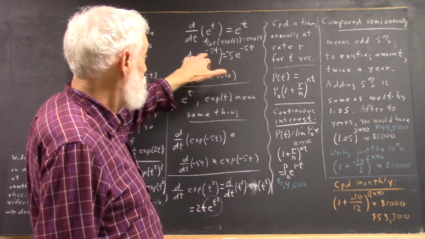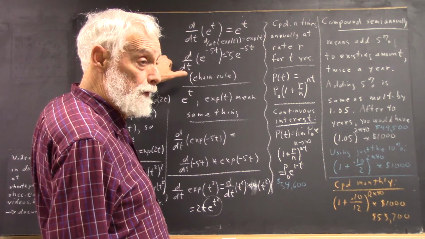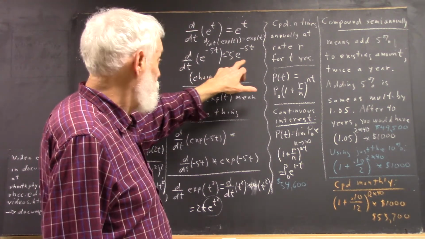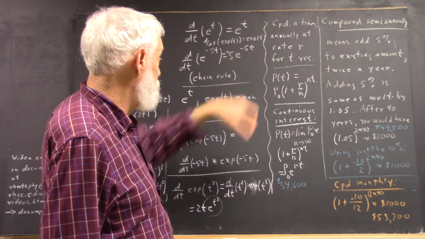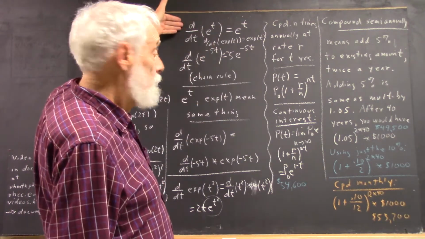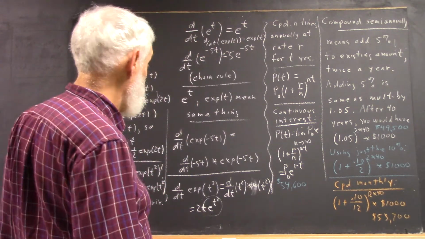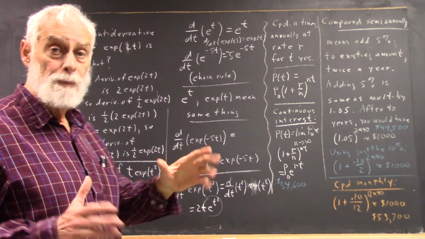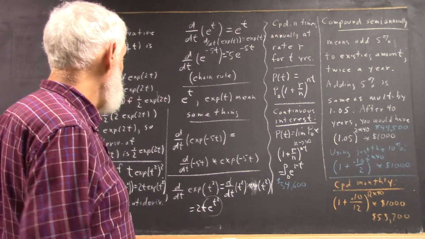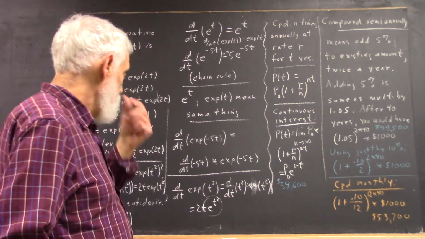The inner function is negative 5t. You take the derivative of that, you get negative 5. And then you multiply that by your e to the negative 5t because of the rule for the derivative of the exponential function. Now we'll do a lot more with this next time, but in the homework I ask you to do a few fairly basic problems.